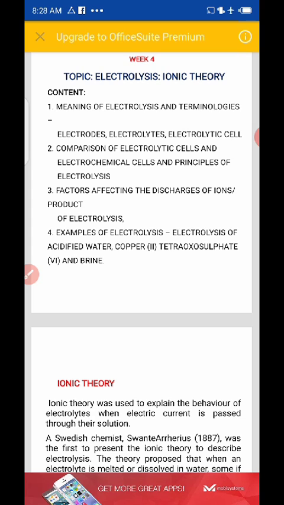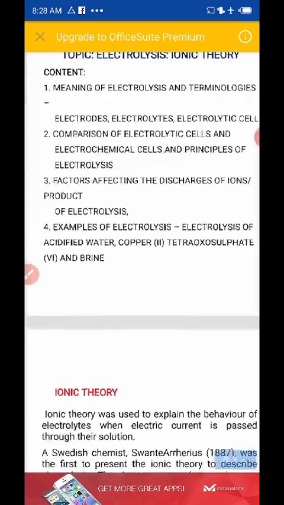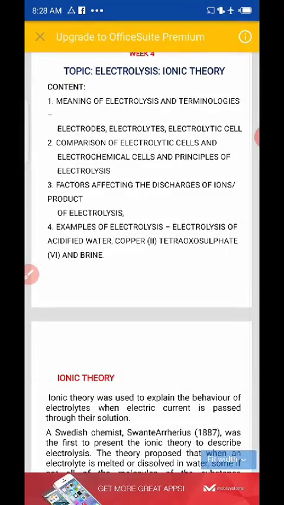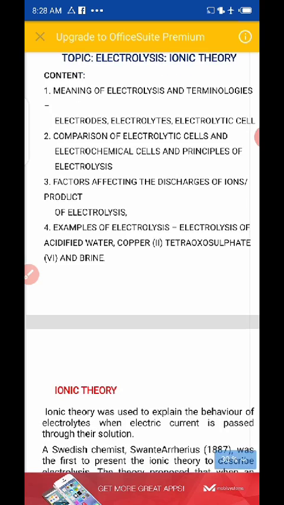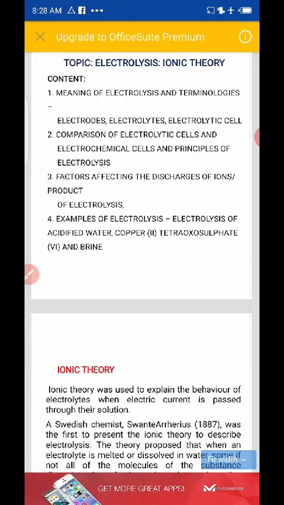We compare electrolytic cell and electrochemical cell, and what the principles of electrolysis are. Thereafter, we talk about the factors that affect the discharge of ions and the products of electrolysis. We talk about examples of electrolysis: we use acidified copper(II) sulfate and brine.